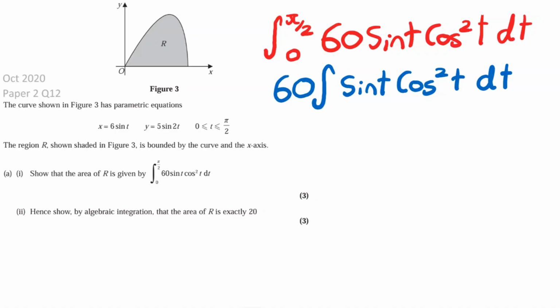With the reverse chain rule, there are essentially two clues for when you can use it. The first one is if there's either a power or a fraction in the integral, and you can see that we have this power of 2 here, so this is the first clue.